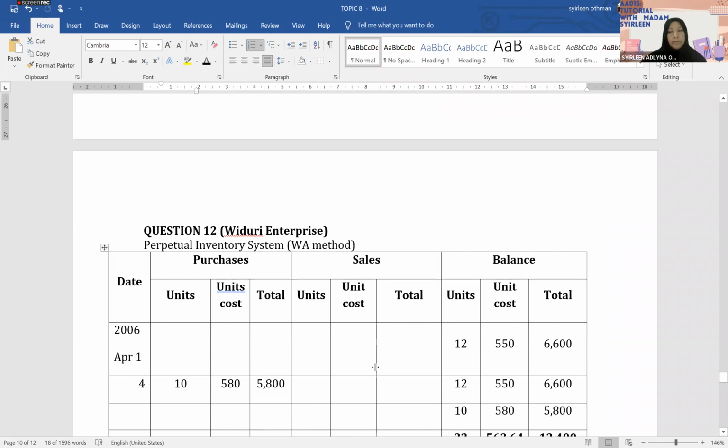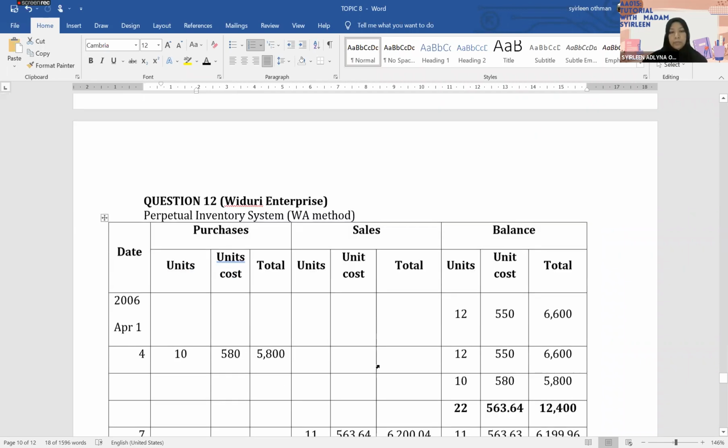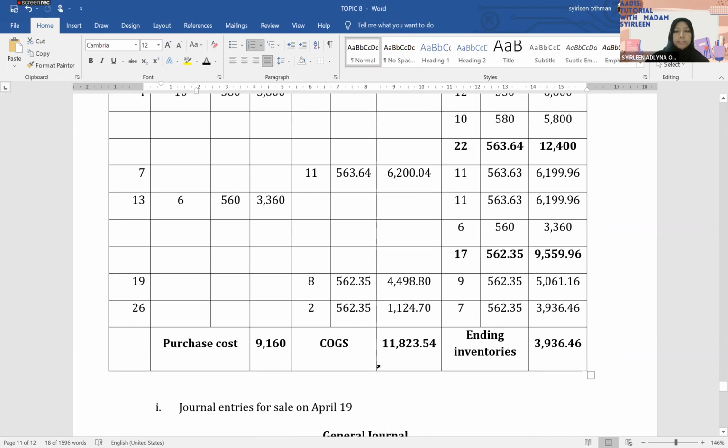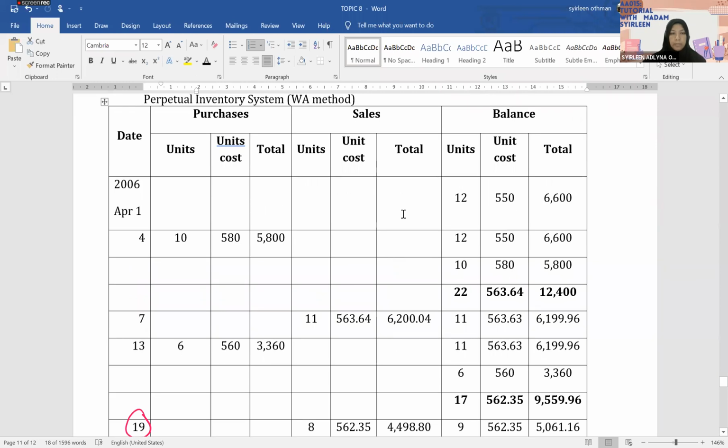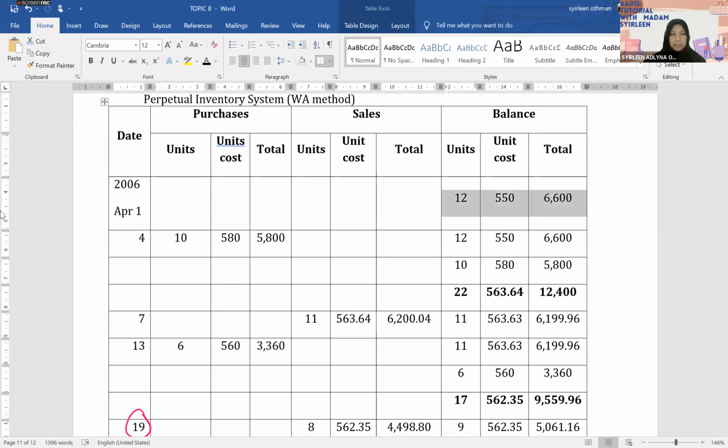Okay, alright. Kita nak catat untuk 19. That means you akan catat apa yang ada di sini. Alright. Tapi before you sampai 19 hari bulan tu, awak kena catat, kena kira dari awal lah. Okay, so April 1st kita ada baki. Okay, and then April 4th beli 10. So kita punya costing dia jadi 1000.